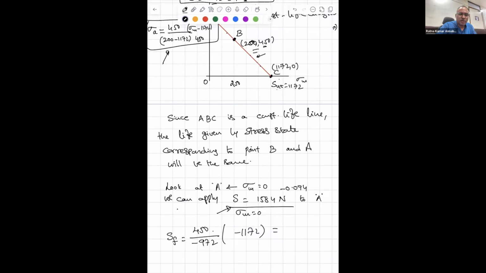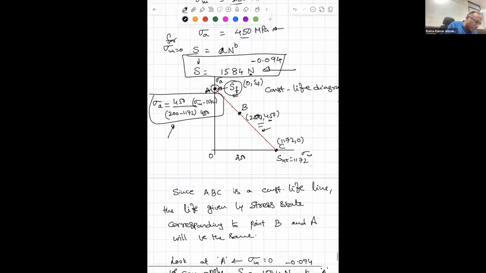450 times 1172 divided by 972. That will be 542.6 MPa. So this point is now 542.6.